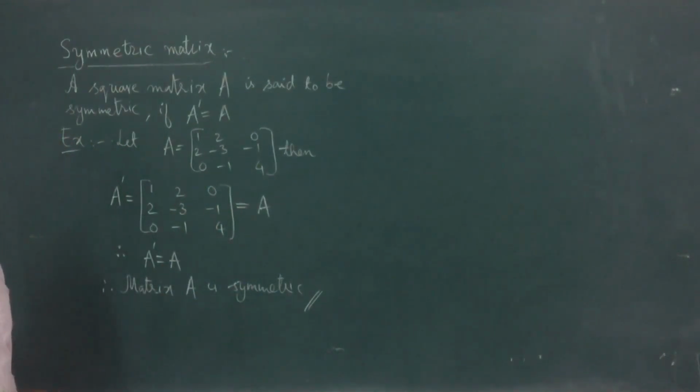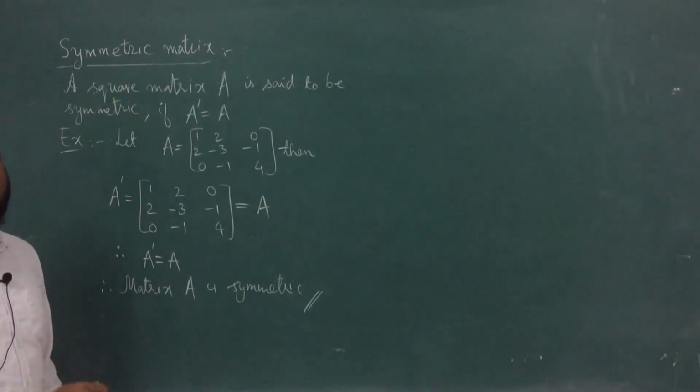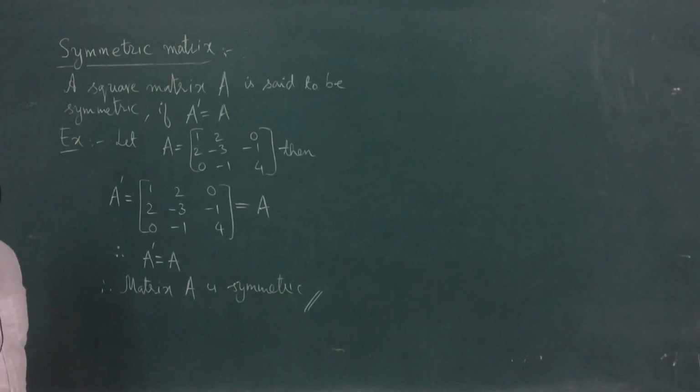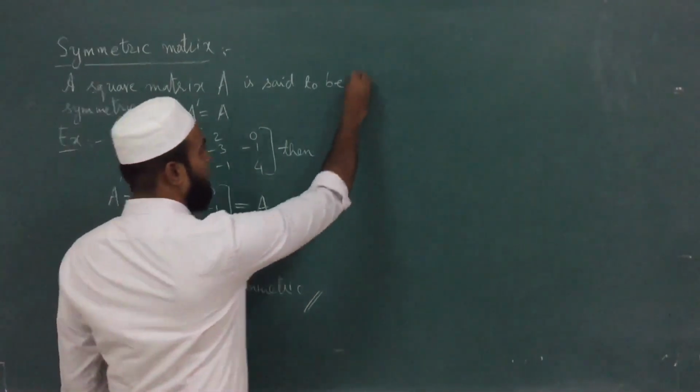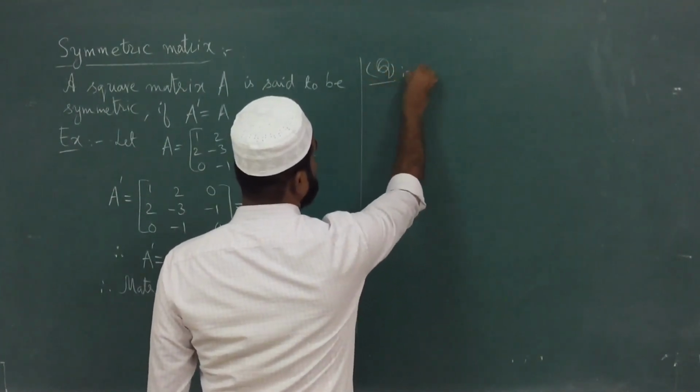So mathematically how to say that? If I find the transpose of that matrix, then I should get the same matrix. Then such a matrix is called a symmetric matrix, right? We will see one simple example problem on this.